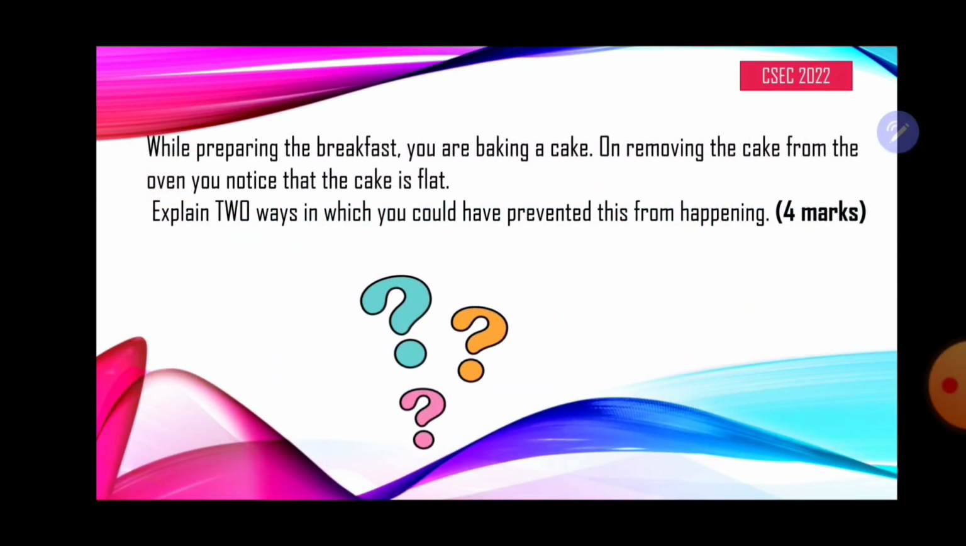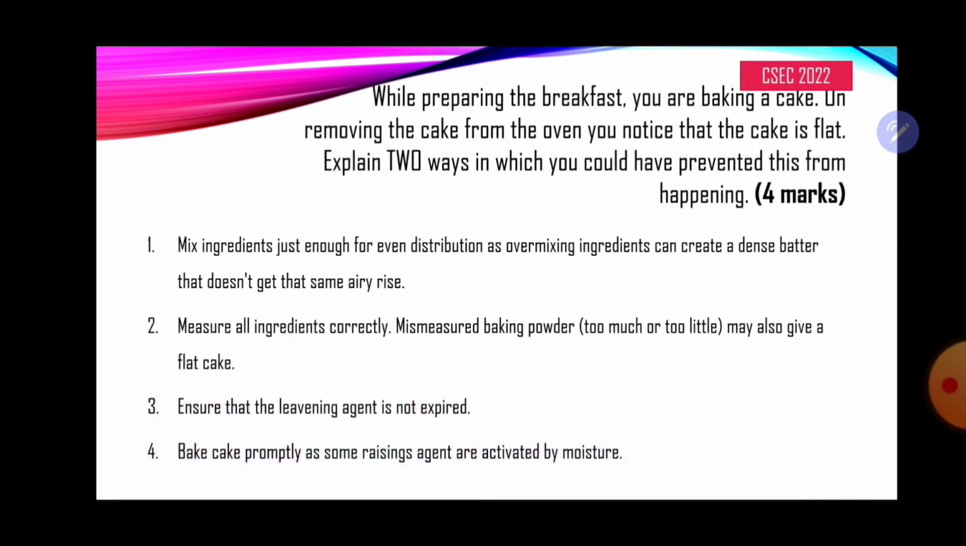Next question. While preparing the breakfast, you are baking a cake. On removing the cake from the oven, you notice that the cake is flat. Explain 2 ways in which you could have prevented this from happening. 4 marks. Now, this question is referring to the topic faults in cake baking, right? Now, tell me what could possibly happen while your cake is flat. Okay. Good responses. Let's just look at these as well.